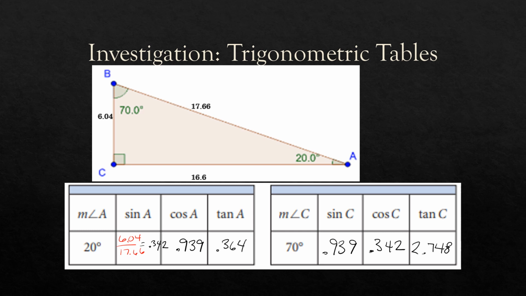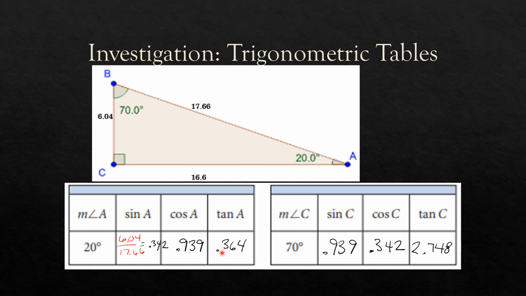Do you right now see some similarities? Can you compare how these are? Well, when we did sine of 20, we did the 6.04 over 17.66. When we did 70, when did we have 6.04 over 17.66? Well, it's the adjacent side, so we had it at cosine. So you'll always find in a triangle that the sine of one angle will be the same as the cosine of the other. And the sine of this angle the same as the cosine here.